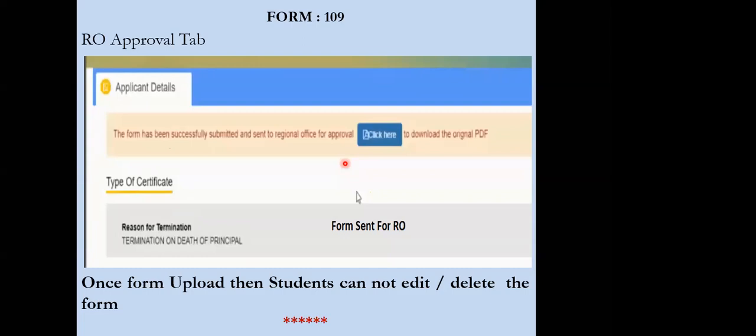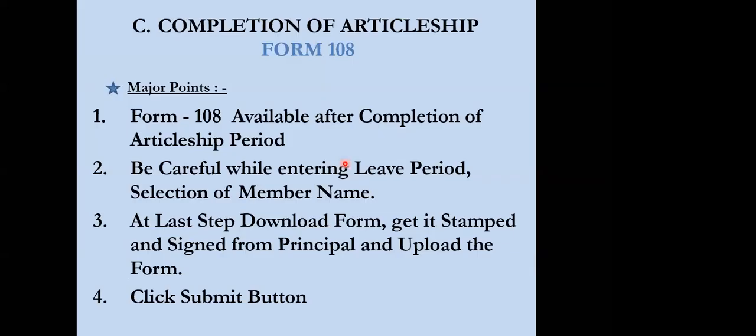Once the secretary approves your form, your transfer and termination will be approved. Now, this is the completion process. Students, whenever you have completed your articleship, lots of students ask why their form does not appear on the screen. It will appear only when your articleship is completed, meaning your 3 years are completed.